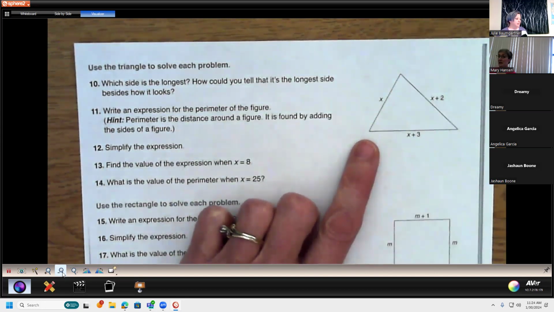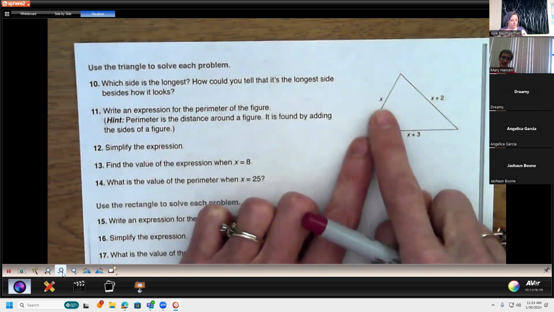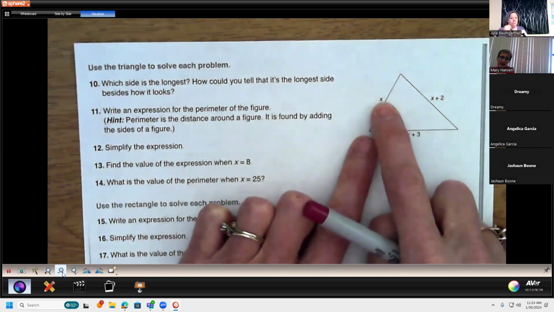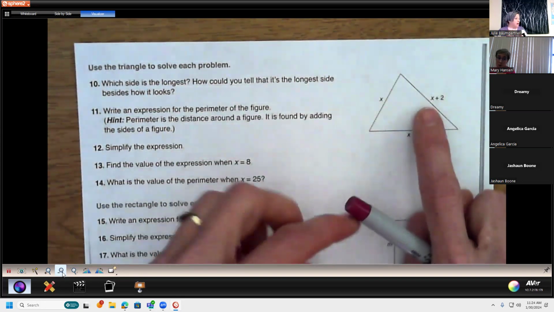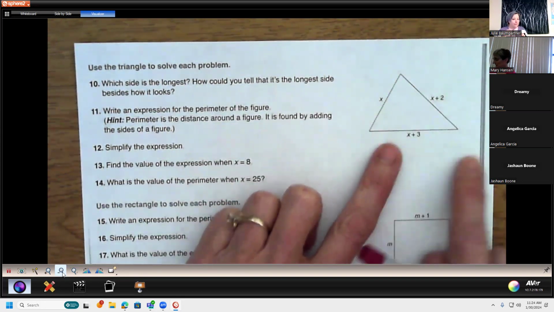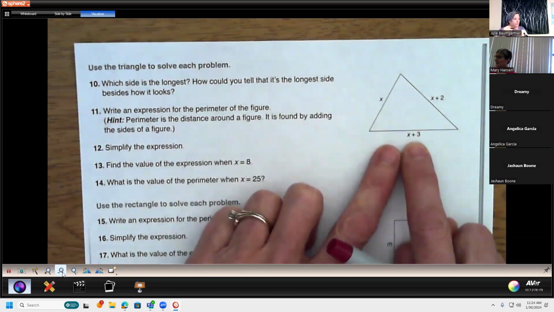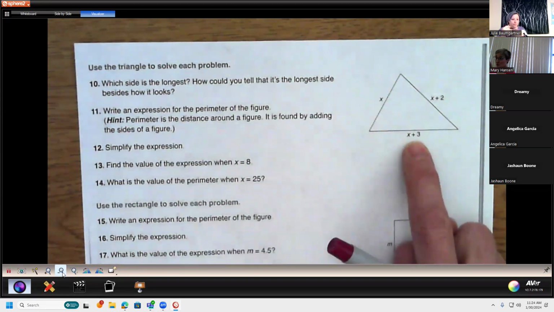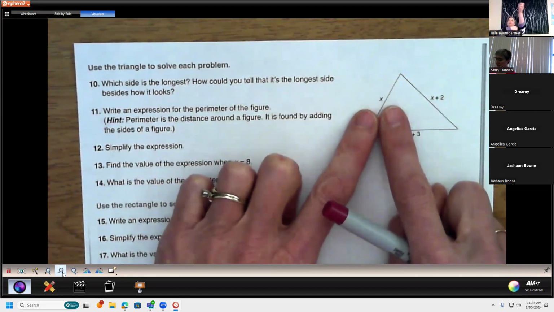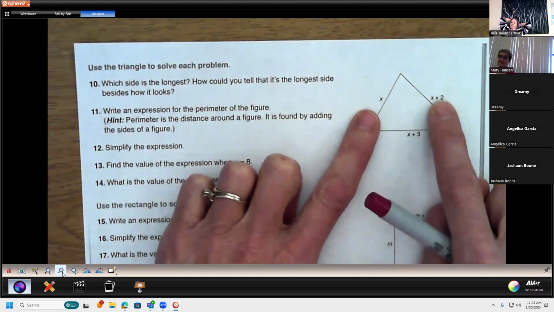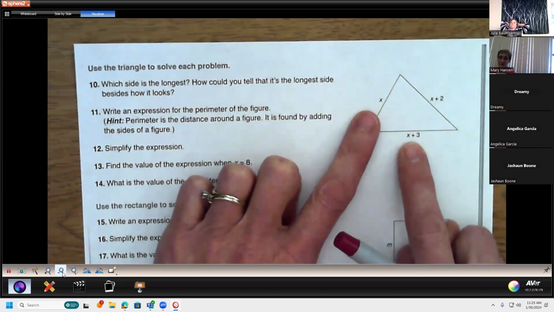Remember when I said sometimes it helps just to substitute some numbers in? Like if x is 1, this side is 1, and this side is 1 plus 3, which is 4. If x is 2, then this side is 2 plus 3, which is 5, and this side is 4.